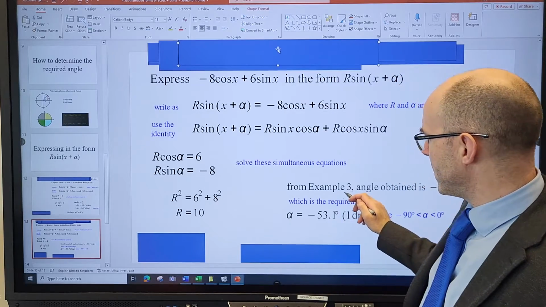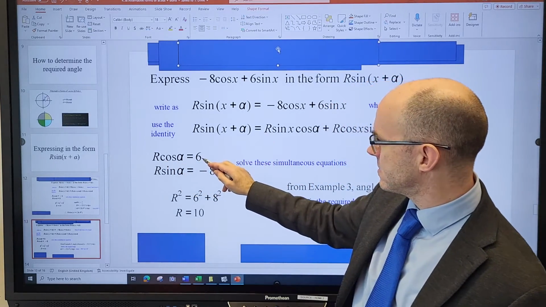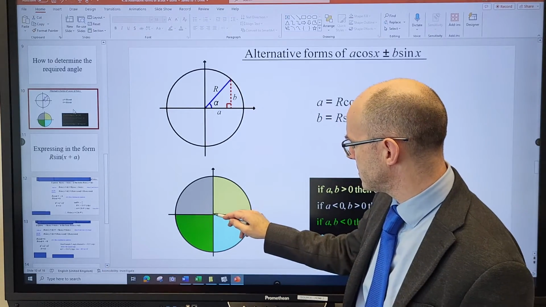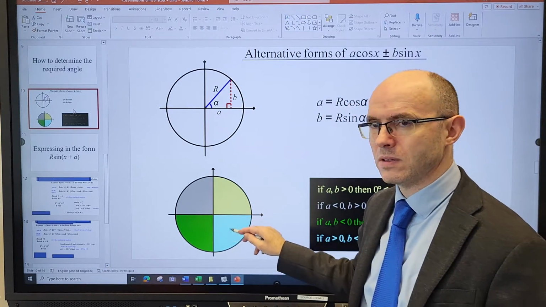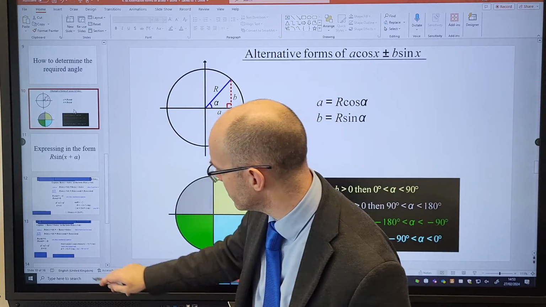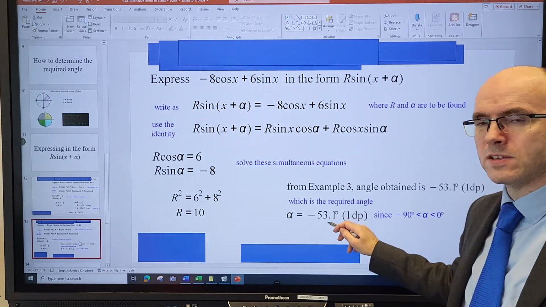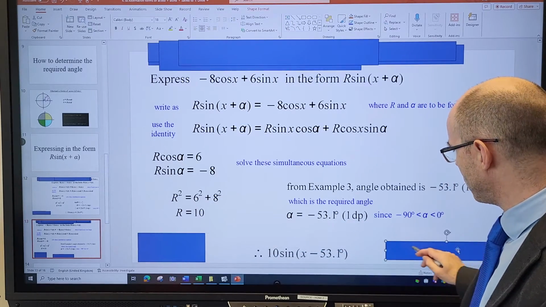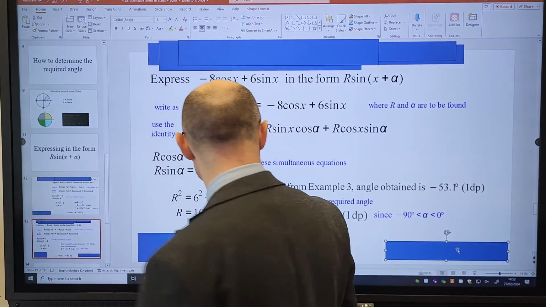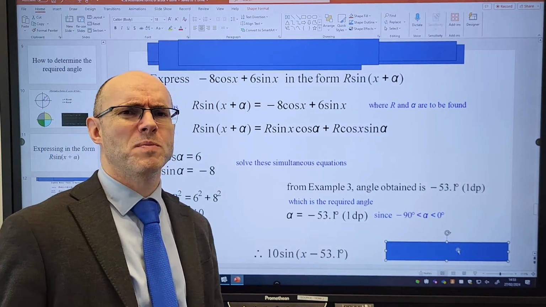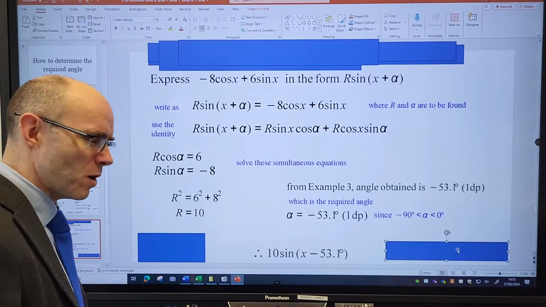Okay, why is that the required angle? Well, look, A is 6, B is negative 8, and I see where it goes: 6, negative 8, somewhere down there. If it's down there, it's between negative 90 and 0. So that is fine, it is the required angle. And so therefore that's my value: 10 sine x minus 53.1 degrees. Okay, hope that was helpful for you.